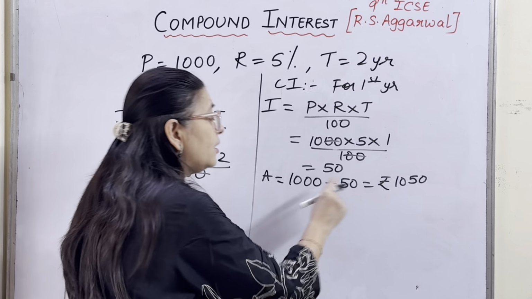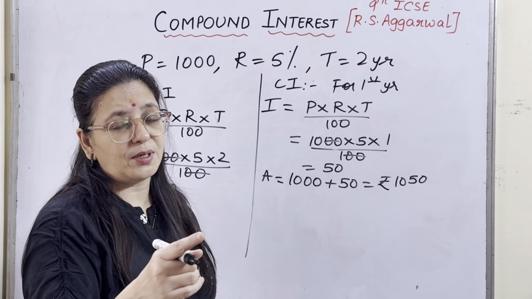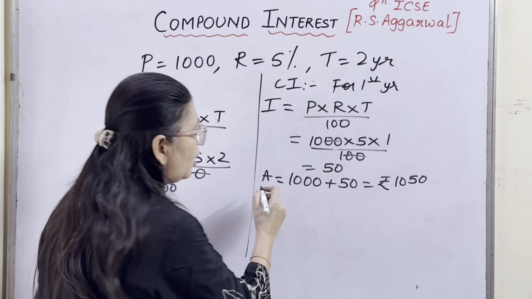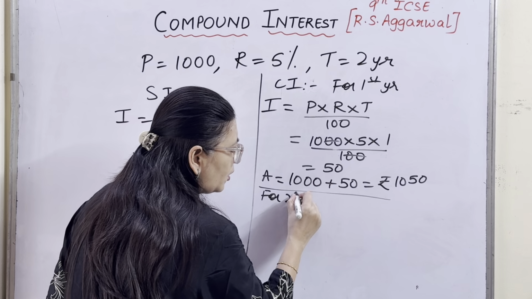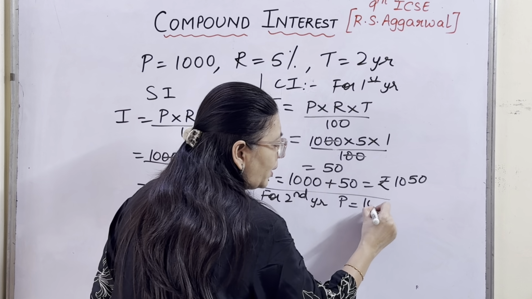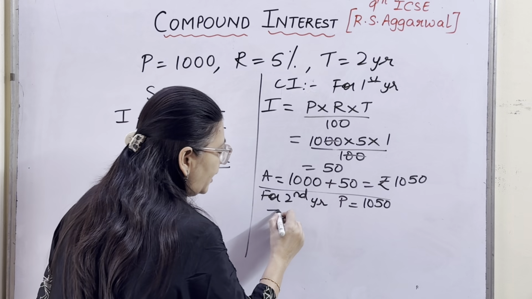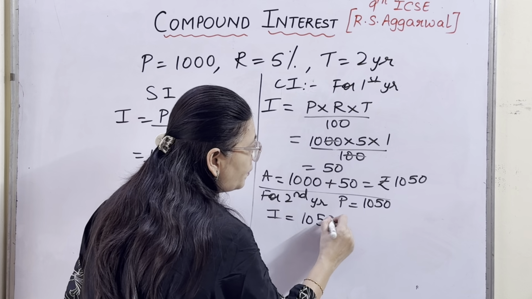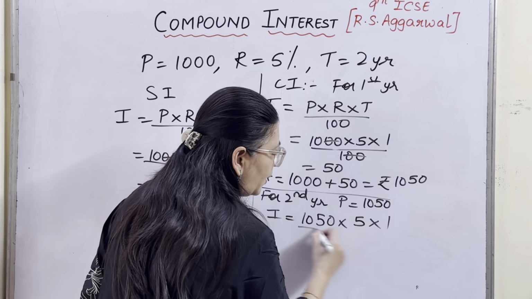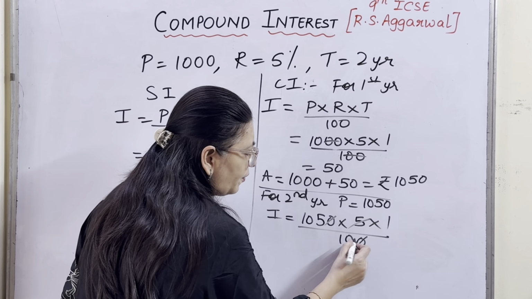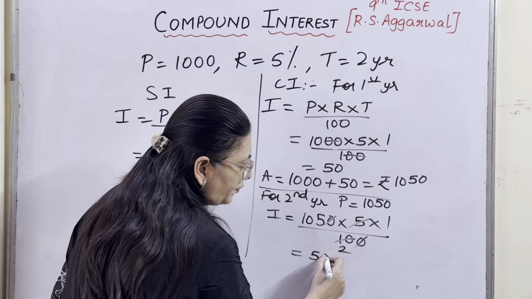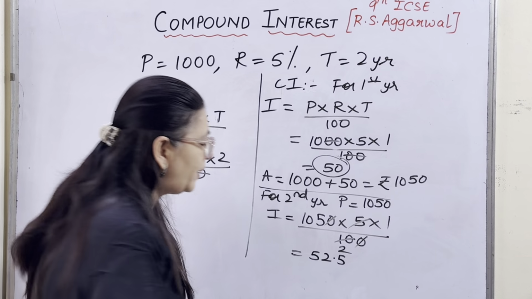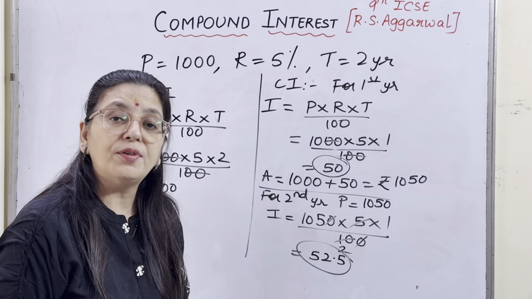For the second year, this amount will change to my principal. So the amount for the previous year becomes the principal for my current year. So for the second year, my principal is 1050 rupees. Interest is the same, P into R into T over 100. Principal is 1050 into rate is 5 into 1 upon 100. So it is 52.5. See here, the first year the interest was 50 rupees. The second year the interest is 52 rupees 50 paise.